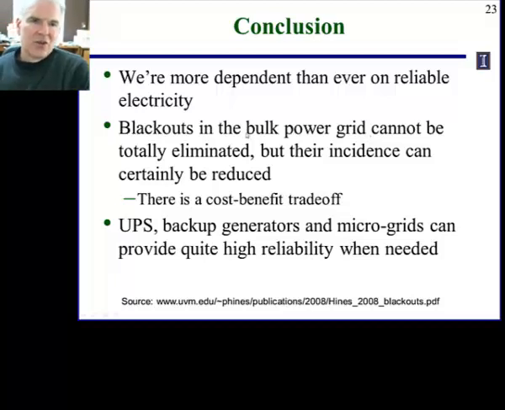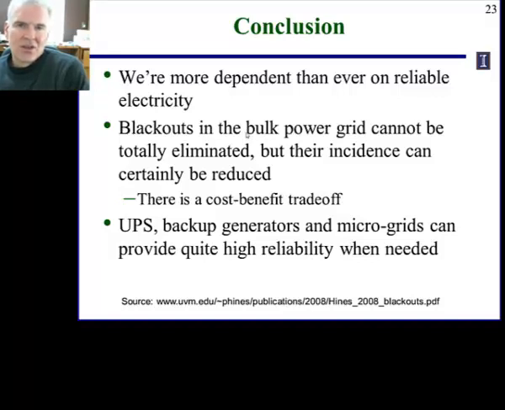So what's the conclusion? We certainly know that we're more dependent than ever on reliable electricity. And people ask, can we eliminate all blackouts? And the answer is no. In the bulk power grid, we really can't eliminate all blackouts. If you have a power grid that is subject to tornadoes, hurricanes, earthquakes, you're going to have times where the electric grid just goes down. But certainly there are categories of blackouts where we can prevent them from occurring, and that's what we're working hard to do. So we certainly can reduce their incidence.